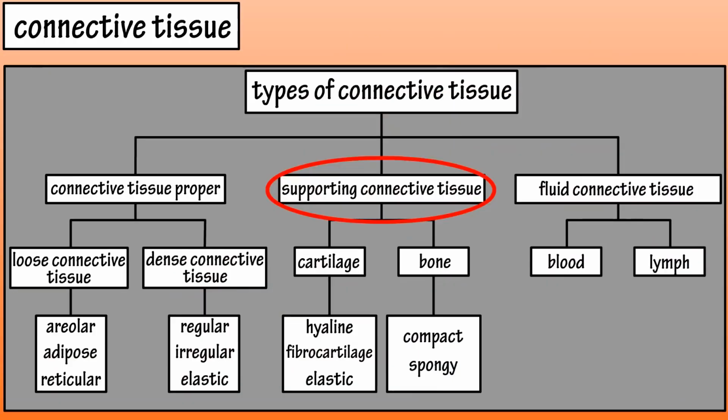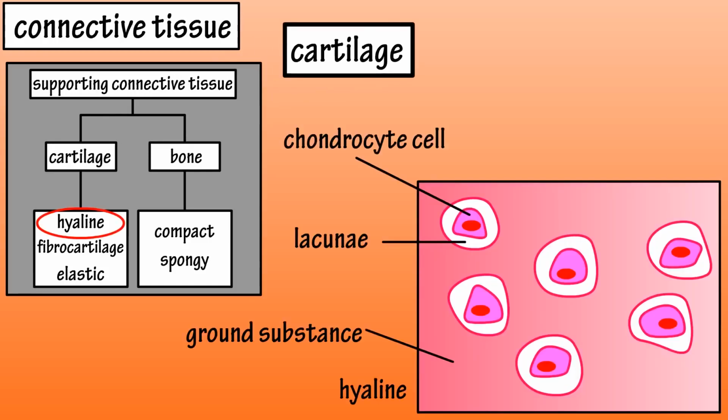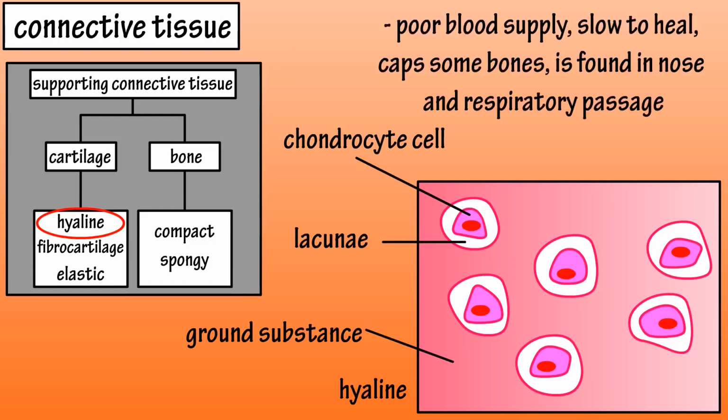Next, let's look at the second classification of connective tissues, supporting connective tissue, which also has two subgroups, cartilage and bone, with cartilage having a semi-solid matrix and bone having a solid matrix. There are three main types of cartilage. Hyaline cartilage consists of chondrocyte cells which support and repair the cartilage matrix, and these cells occupy small spaces called lacunae and are scattered throughout the matrix. It has a poor blood supply, causing injuries to heal slowly and sometimes not at all.